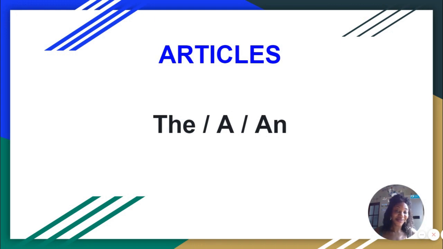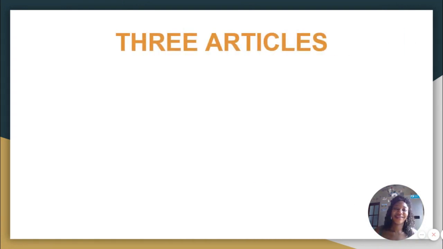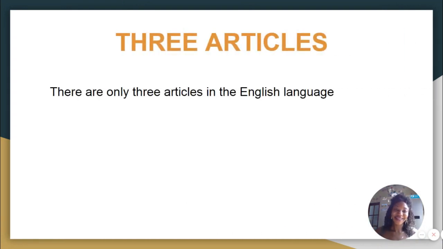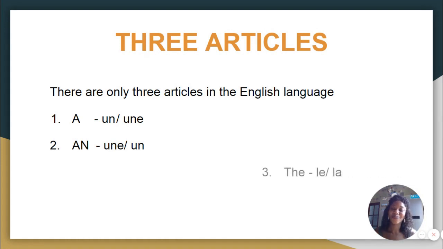Aujourd'hui, nous allons apprendre l'article de et an. Il y a 3 articles en anglais. So there are only 3 articles in English language. Et qui est en même temps un et une. An qui est aussi en même temps une et un. Et 2, le et la.